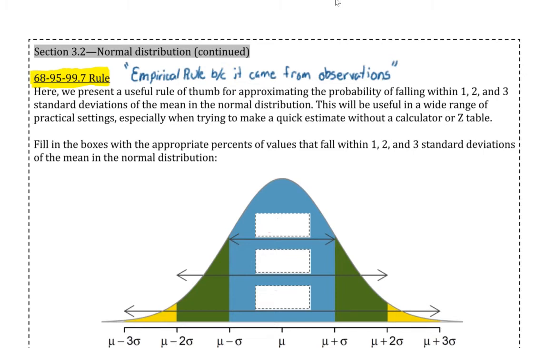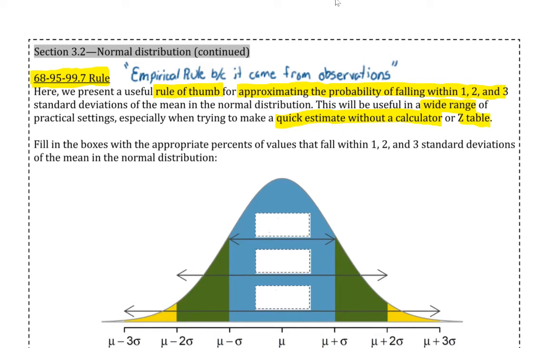Now, the empirical rule is a rule of thumb for approximating the probability of falling within 1, 2, and 3 standard deviations from the mean in the normal distribution. This will be useful in a wide range of practical settings, especially when we are trying to make quick estimates without a calculator or a z-table.